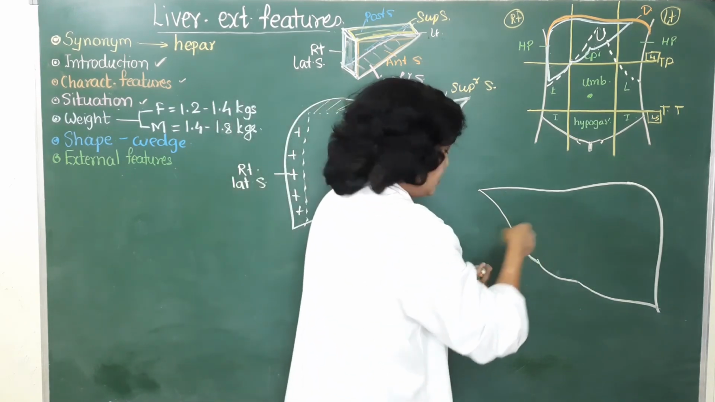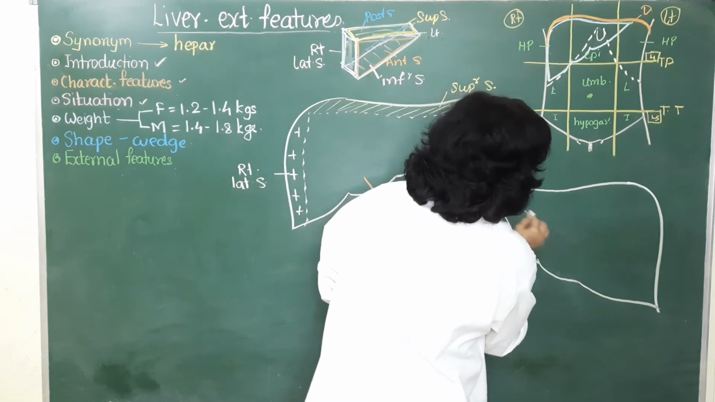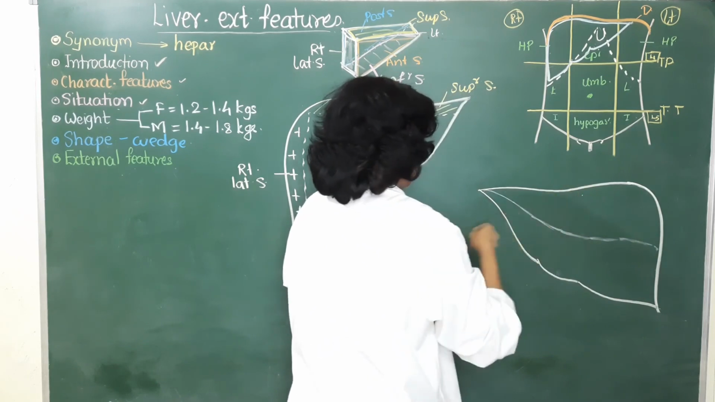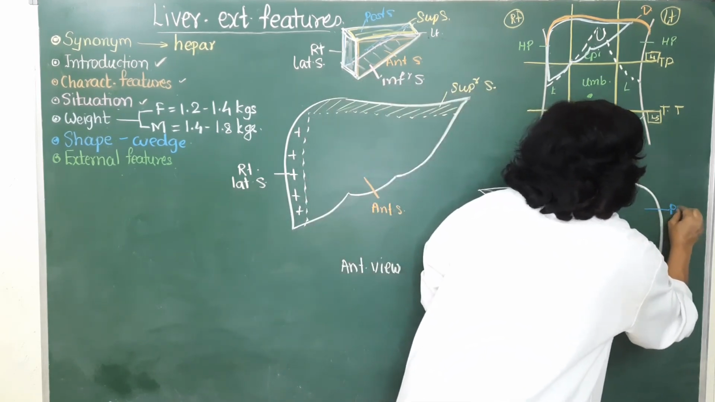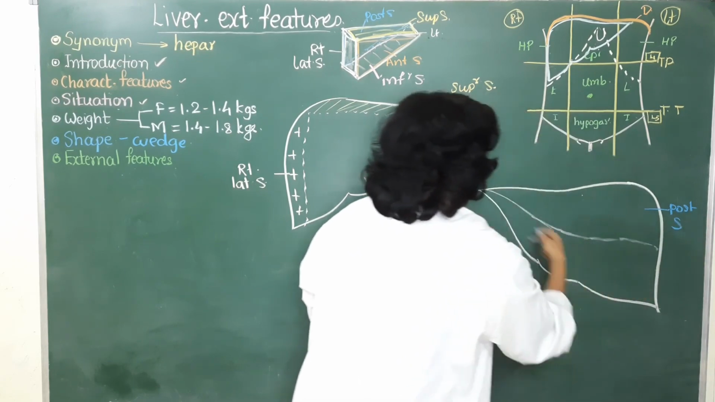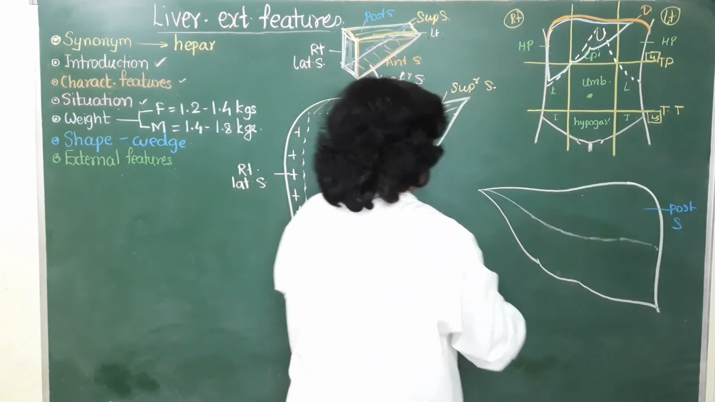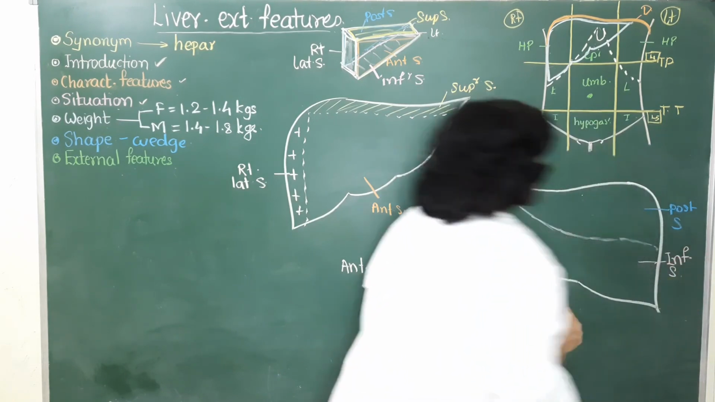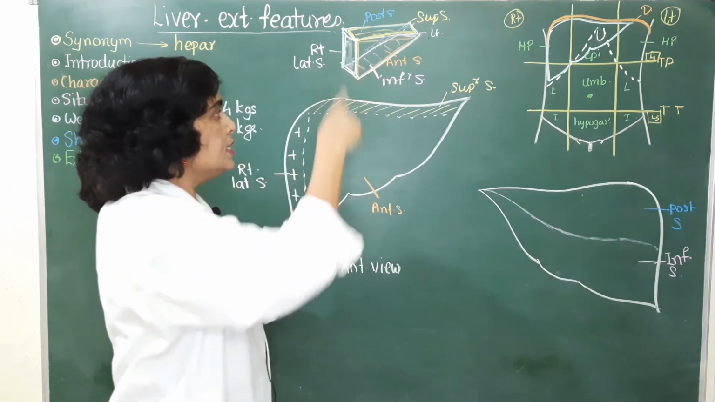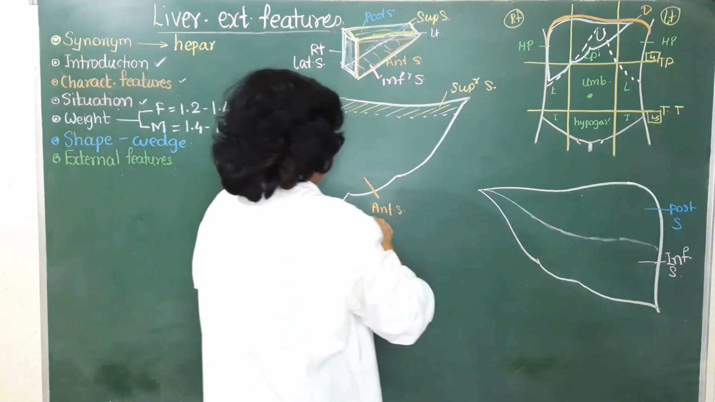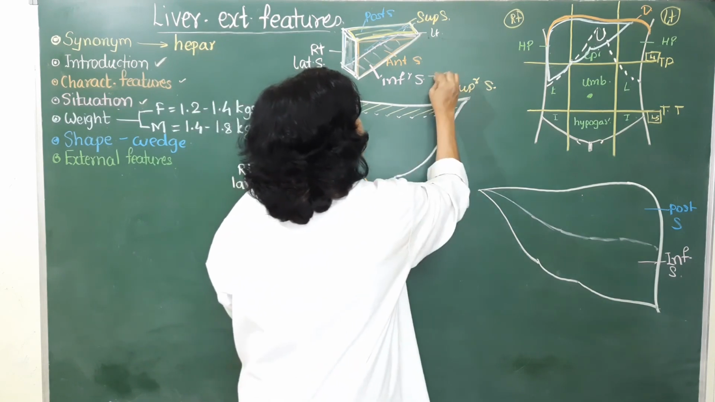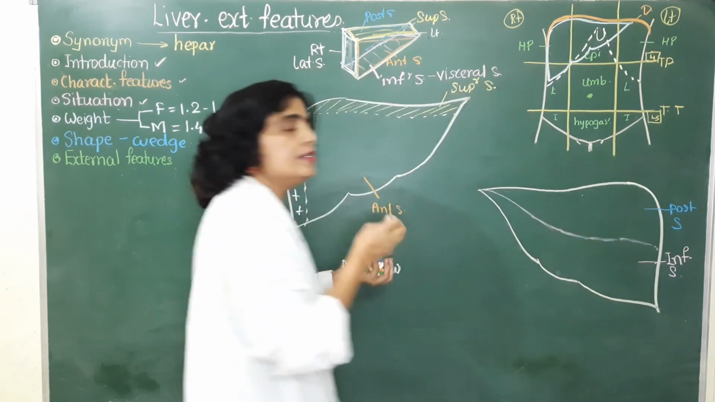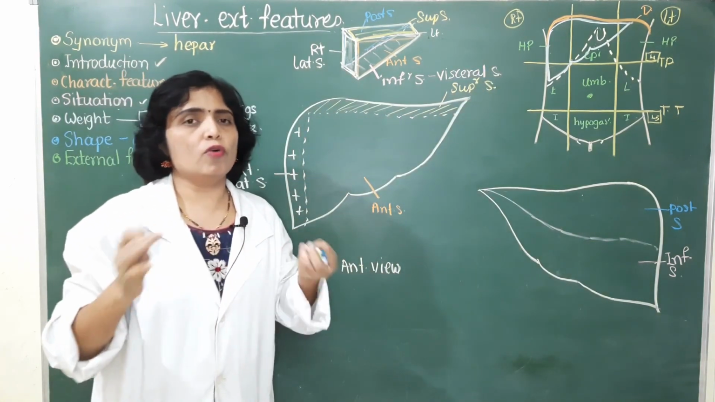Well, if you see from the posterior view, here you will get a faint border like this. Above this border, this is the posterior surface, and this lower part is the inferior surface of the liver. Out of all these 5 surfaces, the inferior surface is referred to as the visceral surface, and the remaining surfaces are referred to as the parietal surfaces, because they are related to the wall of the abdomen.